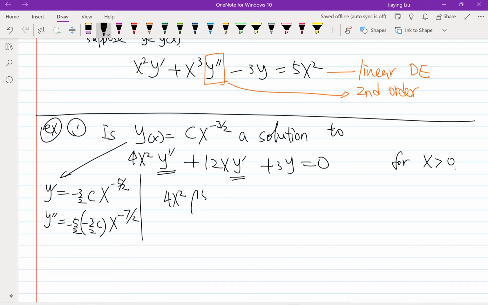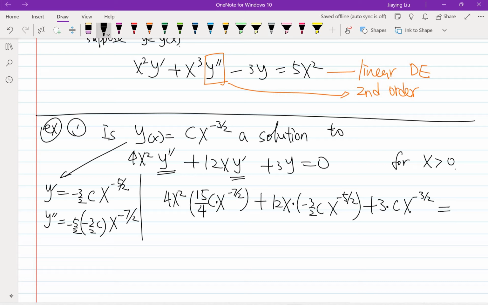So 15 over 4c, x to the negative 7/2, that's the second derivative. And then plus 12x multiplied by the first derivative, I'm just going to plug in directly, negative 3/2 c x to the negative 5/2. And then plus 3y, which is 3 times c times x to the negative 3/2. The question is, is this going to equal 0?